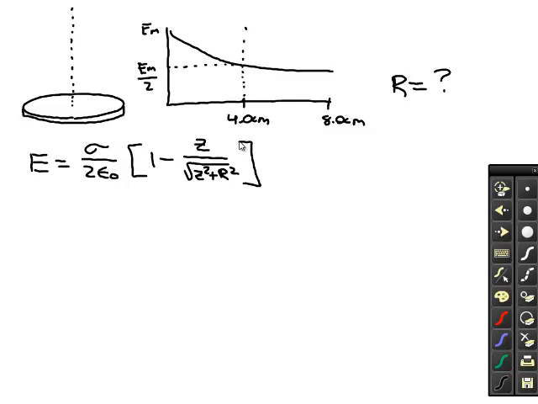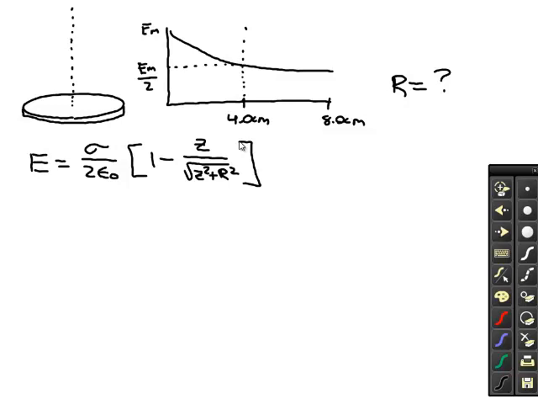So, what's E maximum? When you look at that equation, how big can E get? Go for it, Anna. Sigma. Yeah, you're giving me the hand signs for sigma.